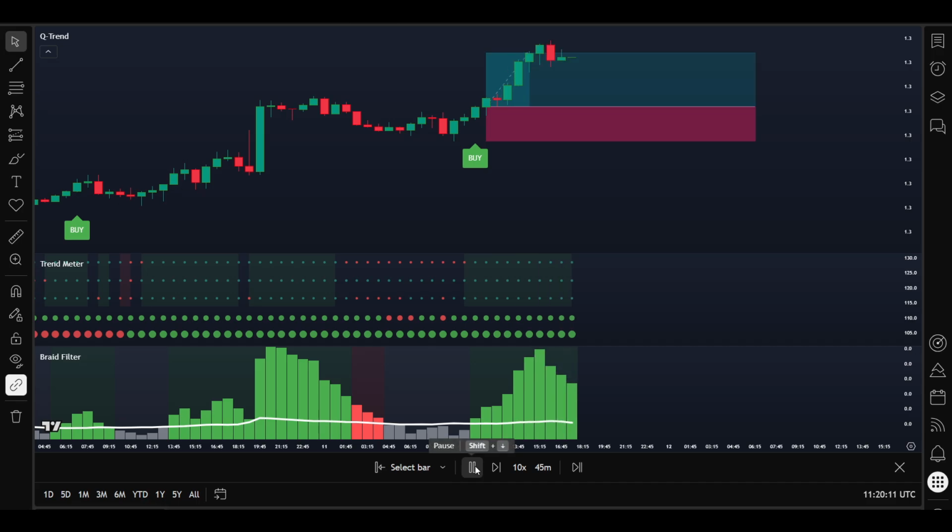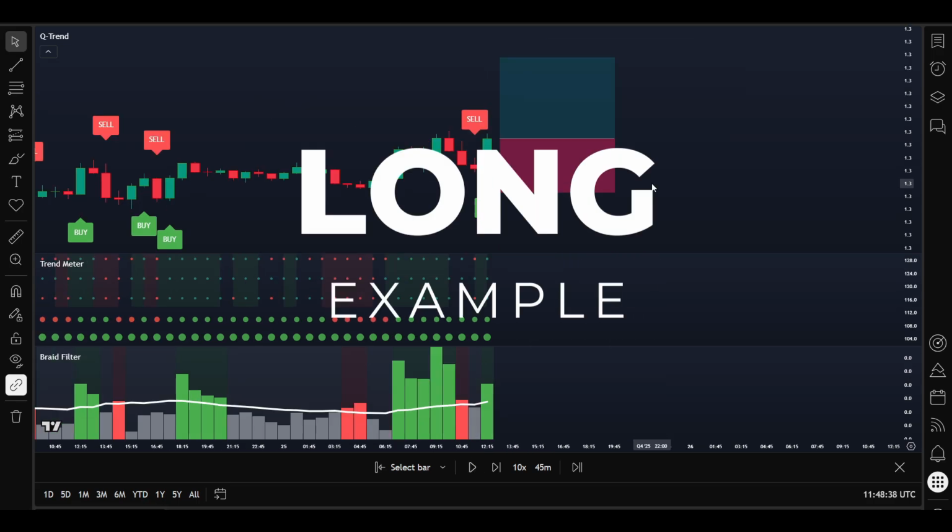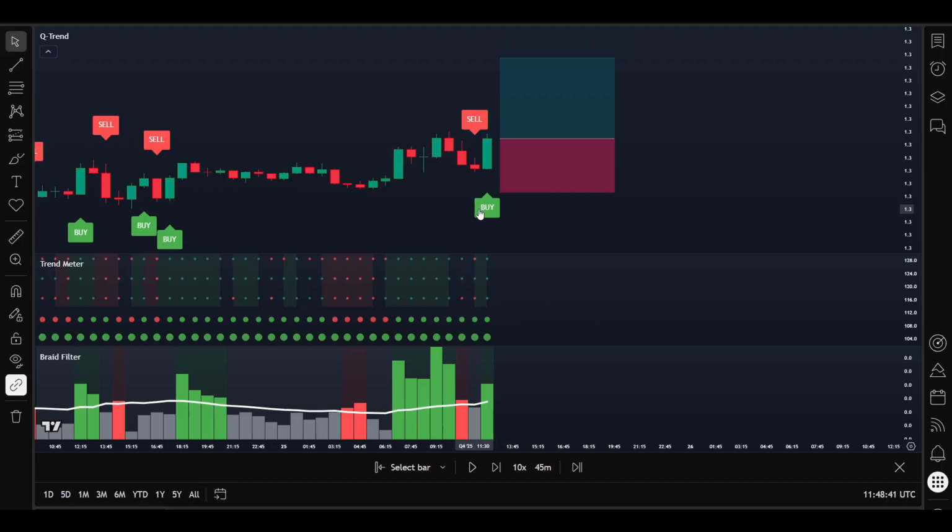If any part is missing, skip it and wait. The market will print another sequence. Long example. Price compresses under the QTrend line, then breaks and closes above it, and QTrend prints a buy label.